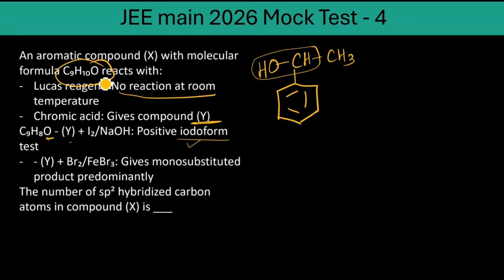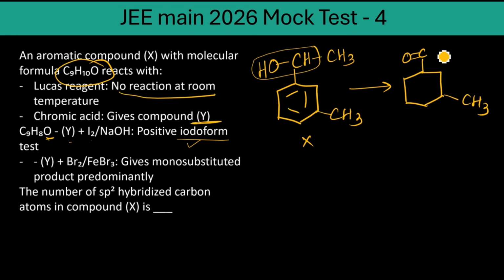I have C9H10O, which is not sorted out, so a methyl substituted compound can be possible. Another methyl group is attached there, because I can't take any tertiary compound, which will not undergo oxidation either. So let's check how many. This is X, and this will give you compound Y, that is CH3, C double bond O, CH3, that can give the iodoform test.